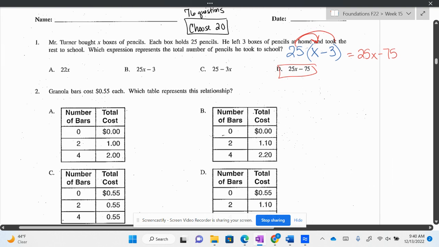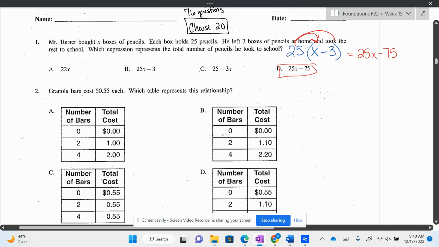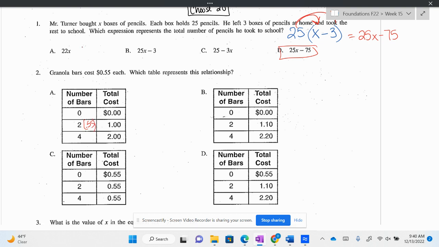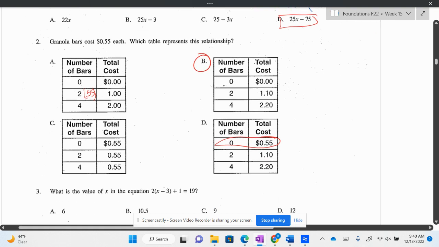Okay. Granola bars cost 55 cents each. Which table represents this relationship? Well, 2 times 55 is $1.10. 4 times 55 is $2.20. 0 granola bars don't cost any money. So the correct answer should be B.